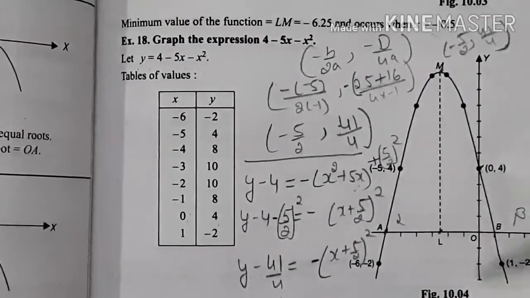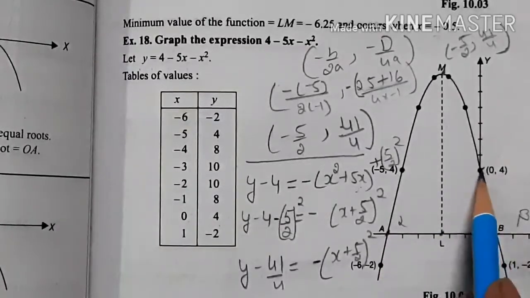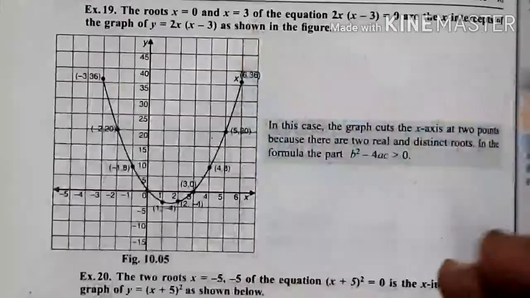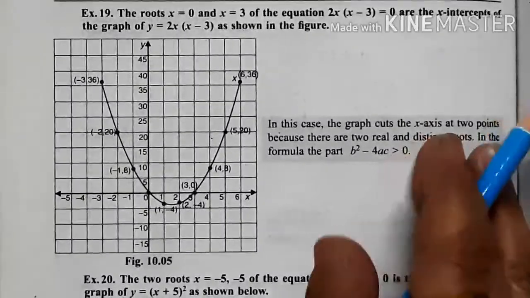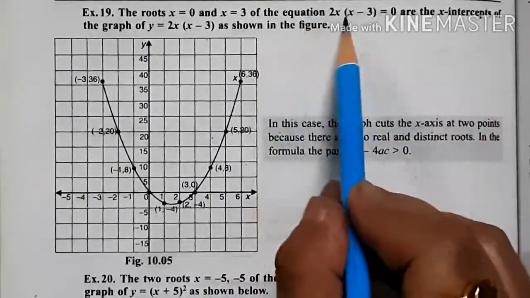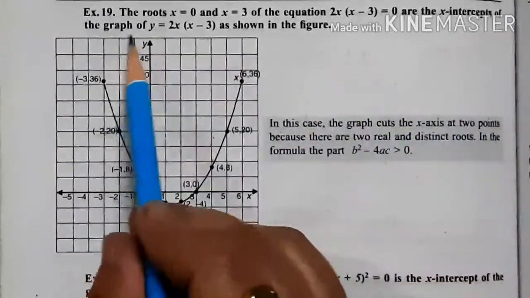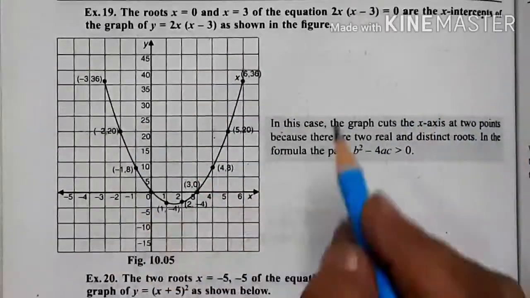Okay, so next, remember this one, this will be considered as your x-intercept, and this 0, 4 is considered as your y-intercept. So x is equal to 3 is given to you in your question. So what you will do, the equation 2x square minus 3x is equal to 0, the roots are the x-intercepts of the graph of y is equal to 2x square minus 3x. So how will you draw the graph?